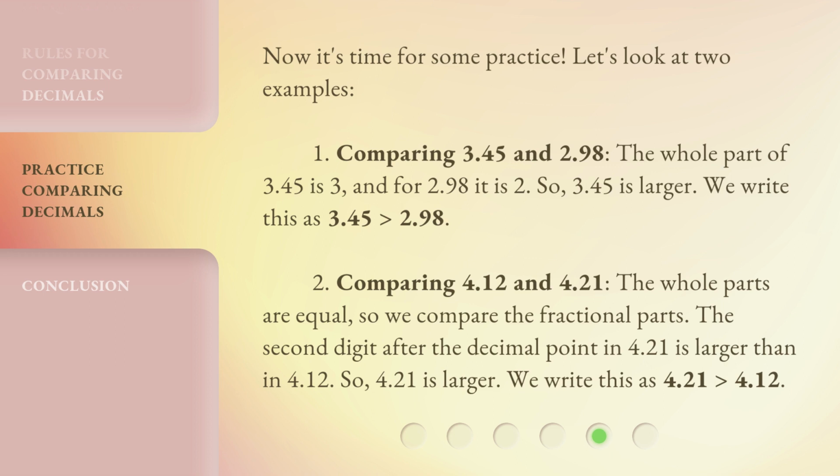2. Comparing 4.12 and 4.21. The whole parts are equal, so we compare the fractional parts. The second digit after the decimal point in 4.21 is larger than in 4.12. So, 4.21 is larger. We write this as 4.21 greater than 4.12.